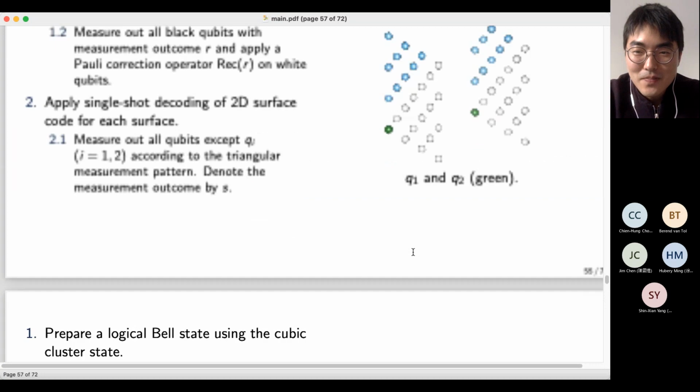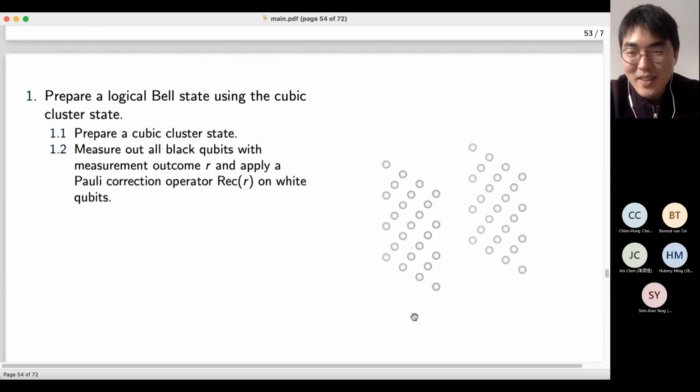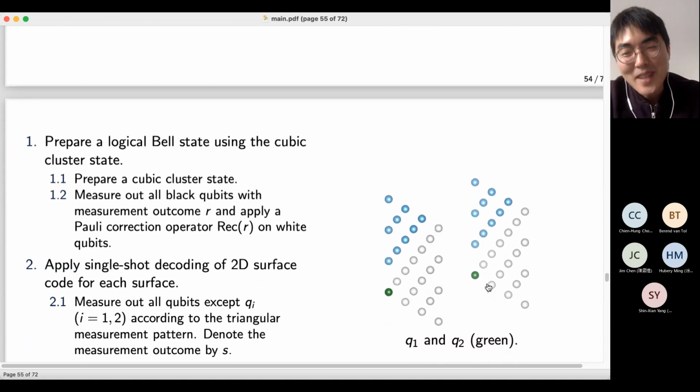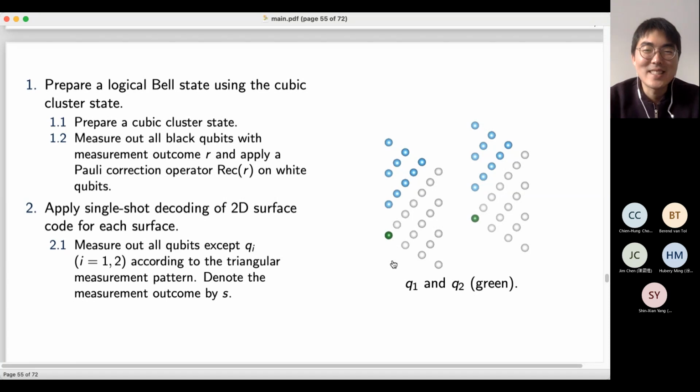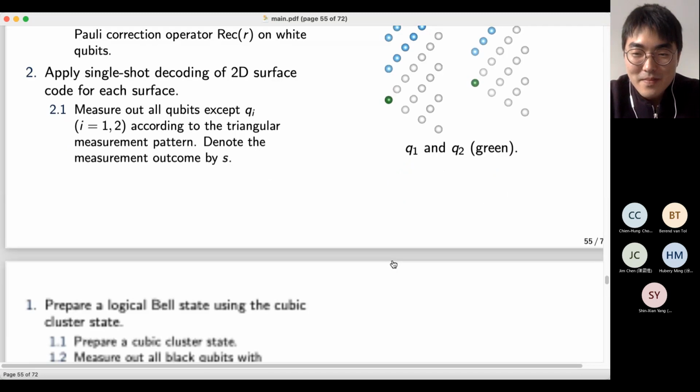So as I told you, constructing this logical Bell pair, we need some correction operator, and this is computed by some matching, like quantum error correction. And we apply again a correction operator using matching. So what we did is essentially combining two steps into just one step of quantum error correcting, like matching. That's what we did.